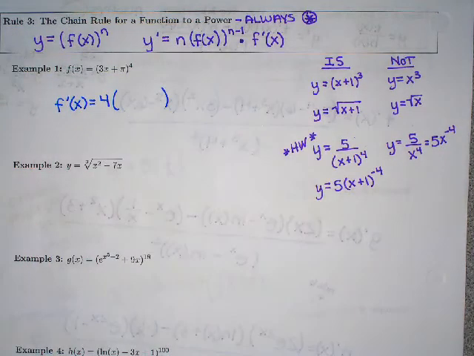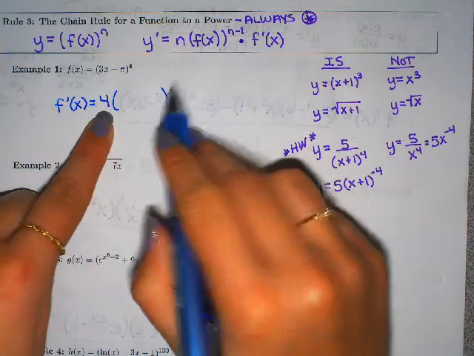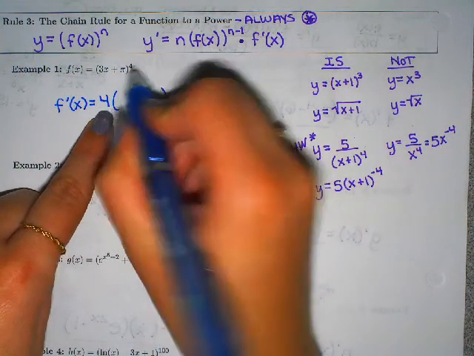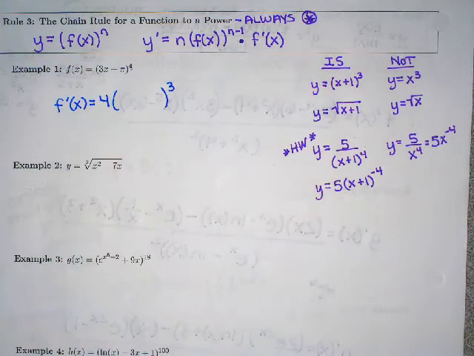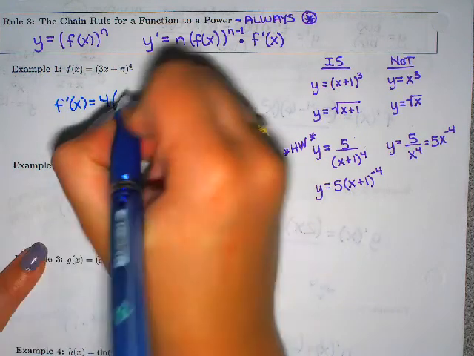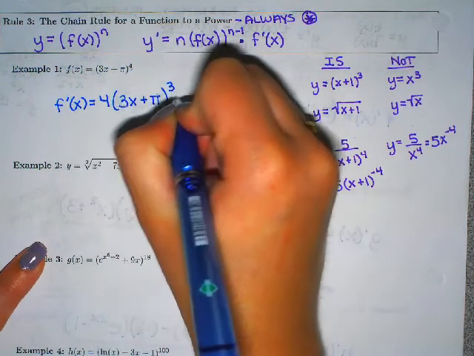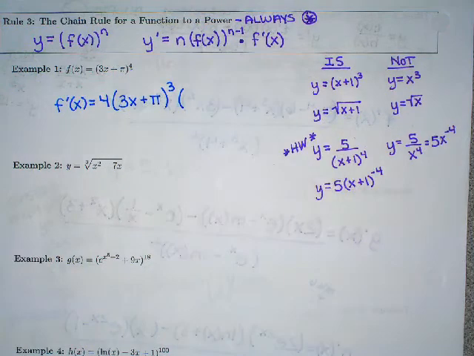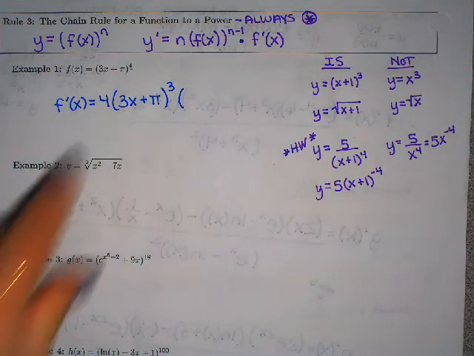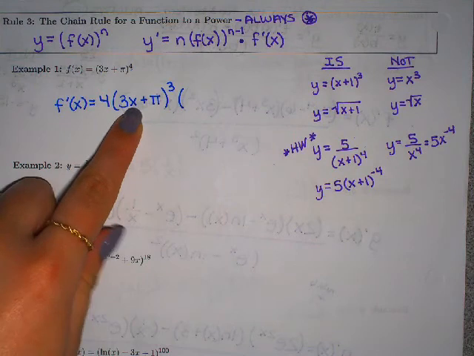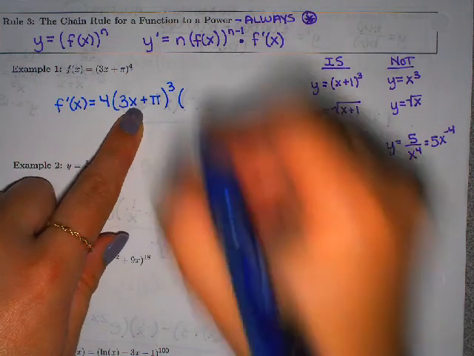I usually like to put parentheses or else people forget to write the new power. So I'm just going to bring down the 4 and I'm going to subtract 1 before I write the original in there. So 4 minus 1 is 3. And then I go back and I put the original on the inside, 3x plus pi. And then at the end, I'm going to multiply by the derivative of the inside. So I just use parentheses to denote that multiplication.